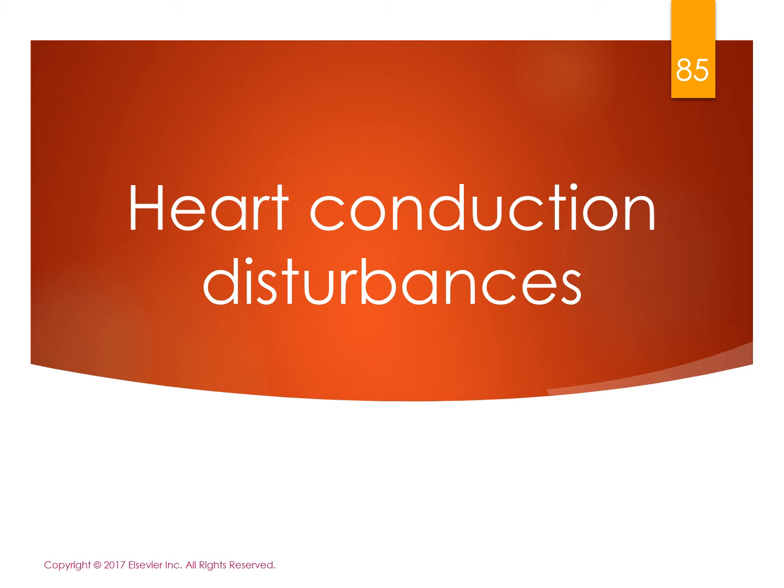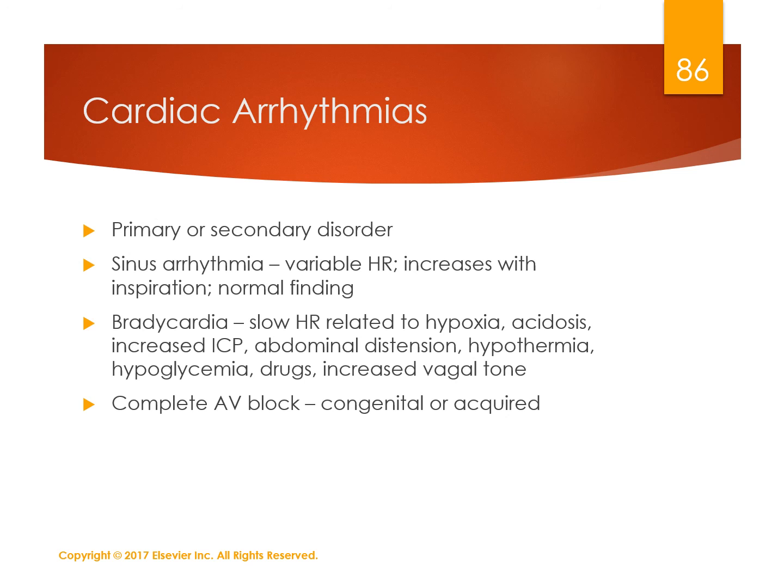Now we're going to talk a little bit about heart conduction disturbances. So cardiac arrhythmias can be primary or secondary. If we have a sinus arrhythmia, that's going to be a variable heart rate, and it's going to increase with inspiration, and that can be a normal finding. Bradycardia is going to be your slow heart rate. You guys know this. It can be related to hypoxia, acidosis, increased intracranial pressure, abdominal distension, hypothermia, hypoglycemia, drugs, and increased vagal tone. If we have a child that has a complete AV block, it can be congenital or acquired.